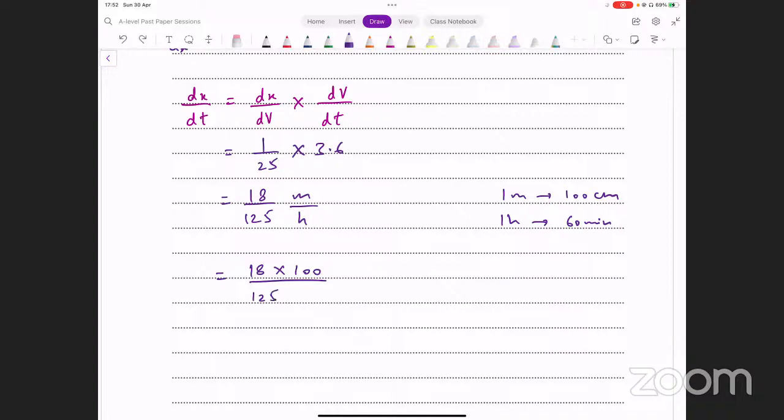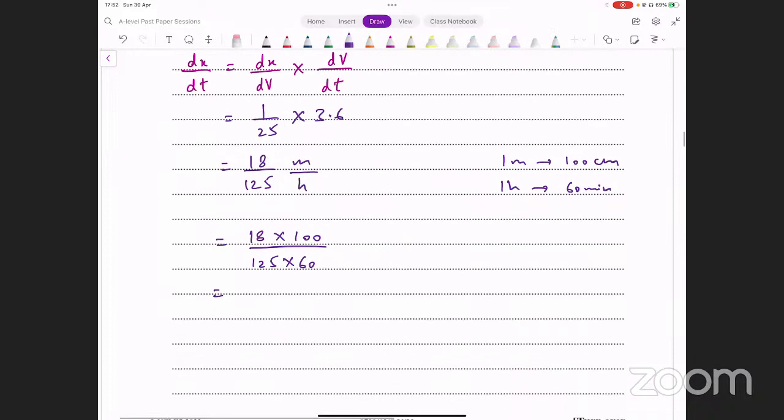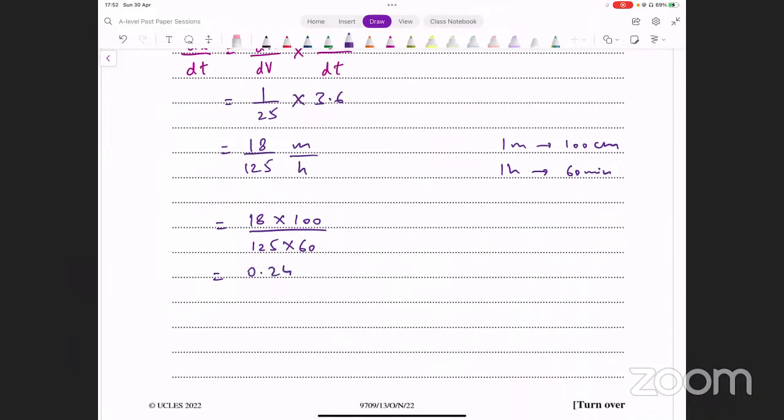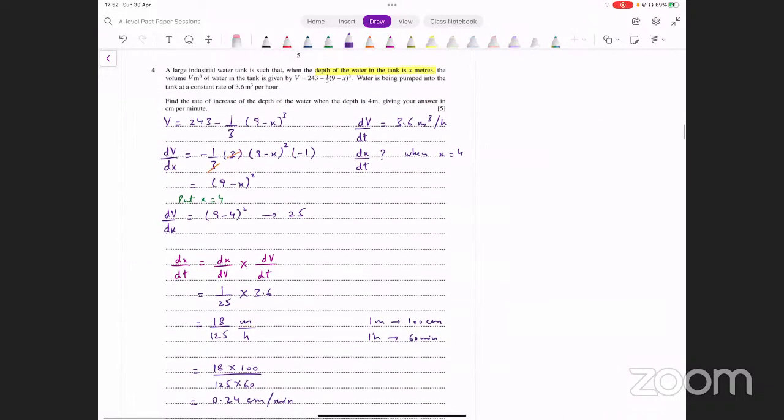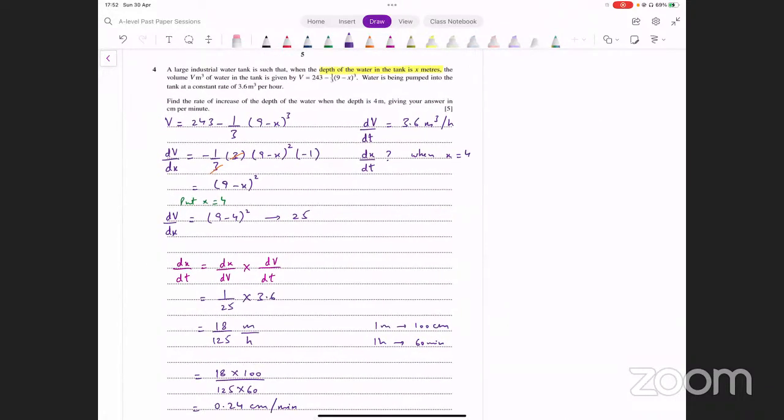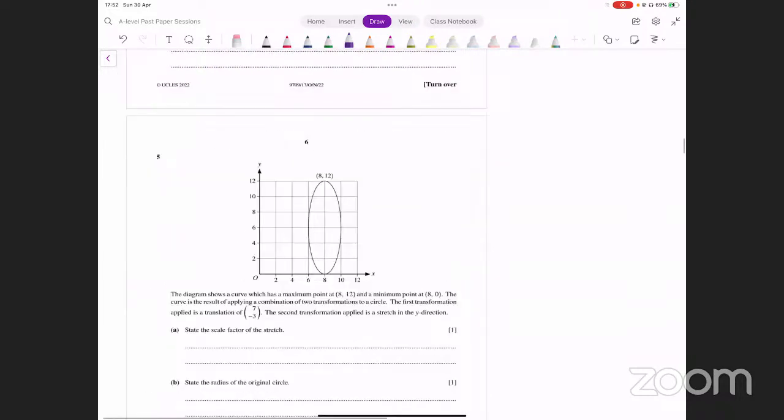तो आवर्स को मिनट्स में करने के लिए क्या करेंगे? उसको 60 से मल्टीप्लाई कर दें. You say this is 125 into 60 and see what that turns out to be. 18 into 100 divided by 125 and 60, and this is giving me 6 over 25, which is 0.24. 0.24, and this is now in centimeters per minute. That's what we were looking for. ठीक है. ये हमारे पास rate of increase of the depth of the water आ गया. All right, let's move on.